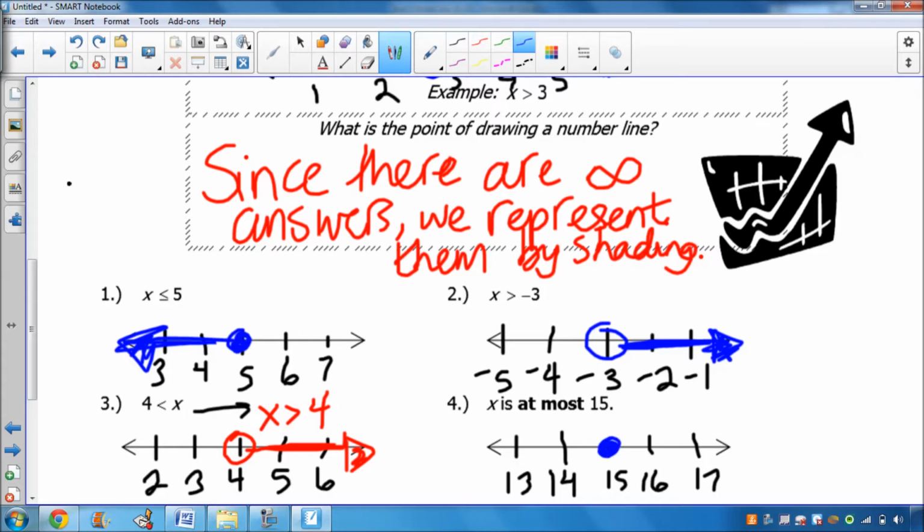But if x is at most 15, that means that anything above 15 will not work, which means that x is less than or equal to 15. That's what this statement right here means. X is less than or equal to 15.